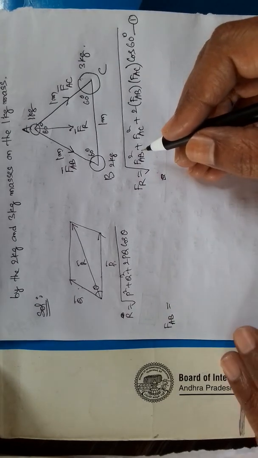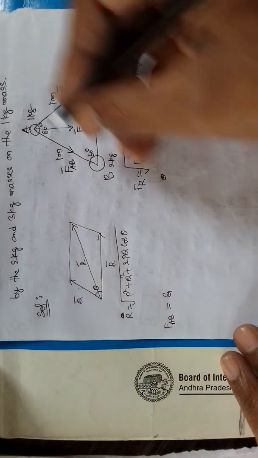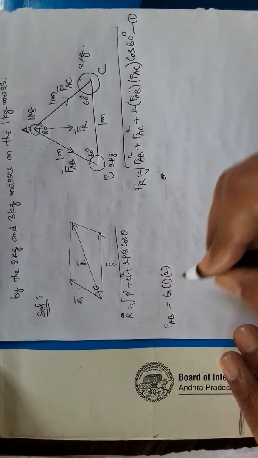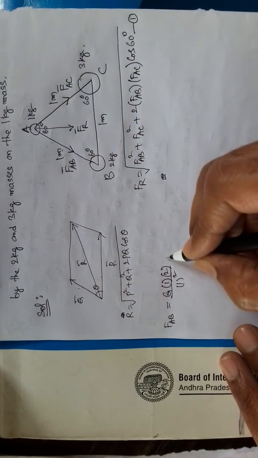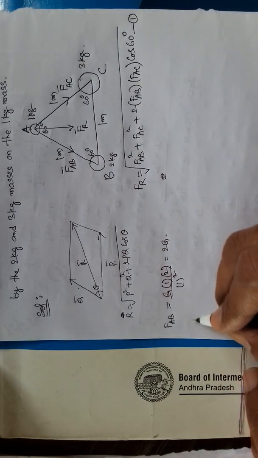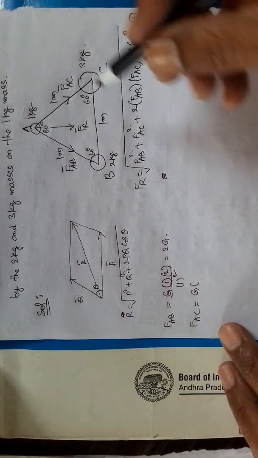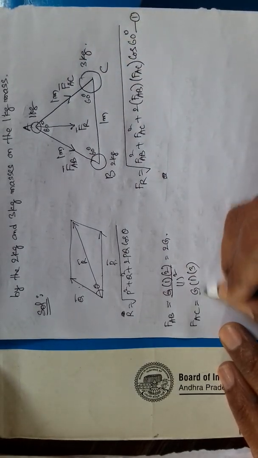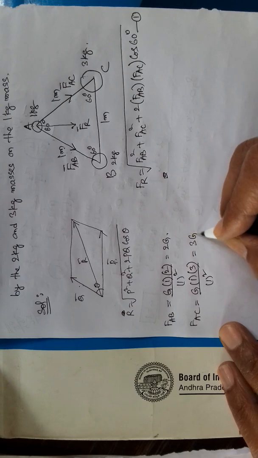So only magnitude. Fab is G, capital G, mass at A is 1 kg, mass at B is 2 kg, by the distance is 1 meter square. So this is equal to 2g. Similarly, FAC is capital G, mass at A is 1 kg, mass at C is 3 kg, the distance between the masses is 1 meter, so this is 3g value.